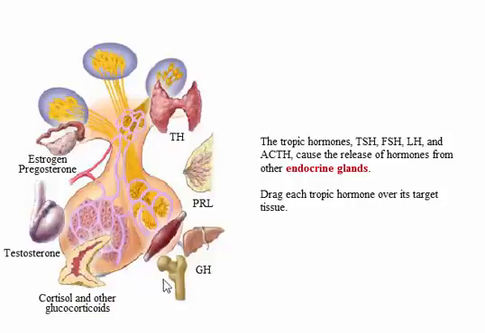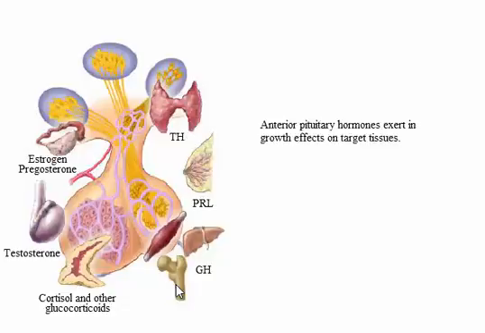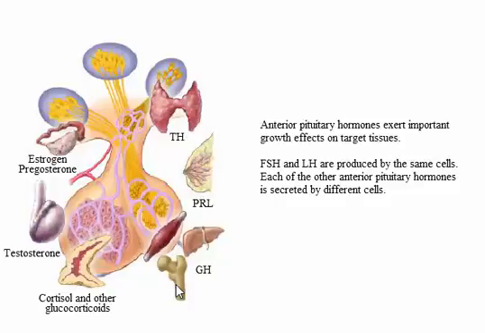In addition to functions of each hormone that we have already reviewed, the anterior pituitary hormones exert important growth effects on target tissues, keeping them healthy and functional. FSH and LH are produced by the same cells. Each of the other anterior pituitary hormones is secreted by different cells. This follows the pattern we've observed for other endocrine glands and tissues that produce more than one hormone. Click Continue to proceed.